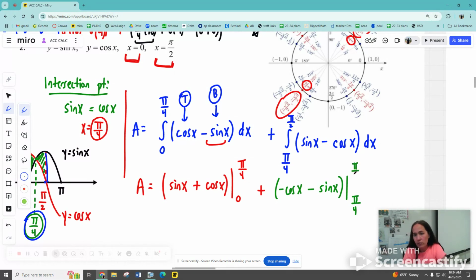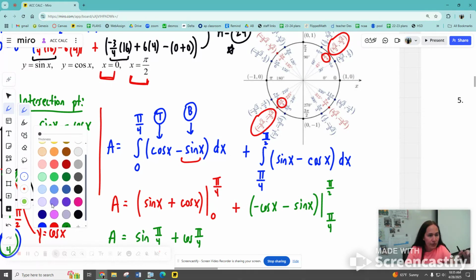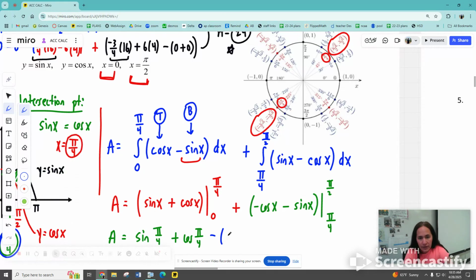to pi over 2. Now the plug-in, and I'll use the unit circle when I need to, so area equals, let's plug in pi over 4 first, so sine of pi over 4, plus cosine of pi over 4. Minus, here goes 0 plugged in, so minus sine of 0 plus cosine of 0. I like the second part of this to be in parentheses, just as a reminder that that negative sign gets distributed, if that's going to matter.